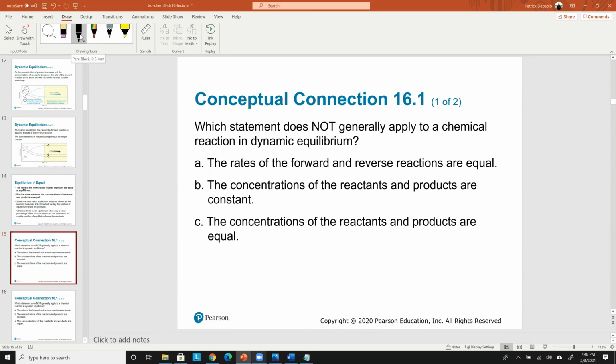So the answer where people put C, concentrations of reactants and products are equal. We know that's not true. Static equilibrium. You know, the rates are equal. And the concentrations of the reactants and products are constant, which is true. They don't change, but that doesn't mean they are equal.